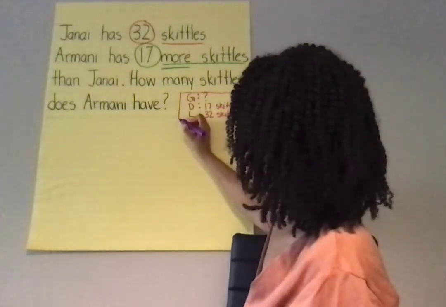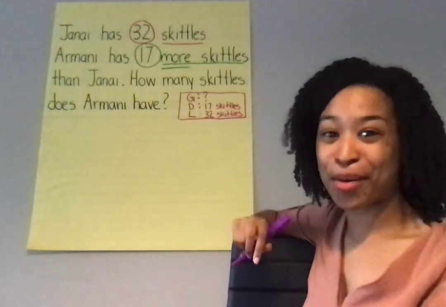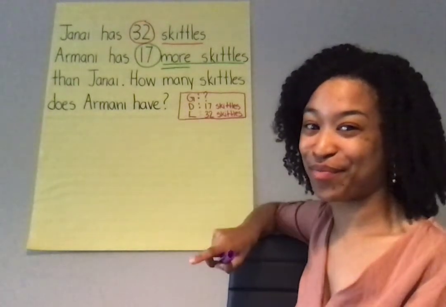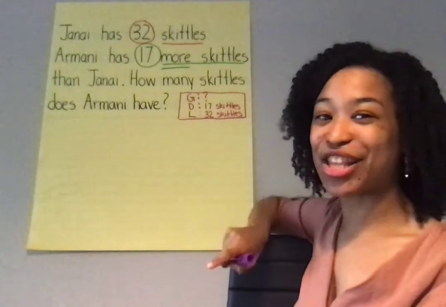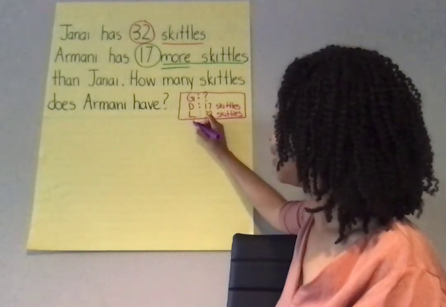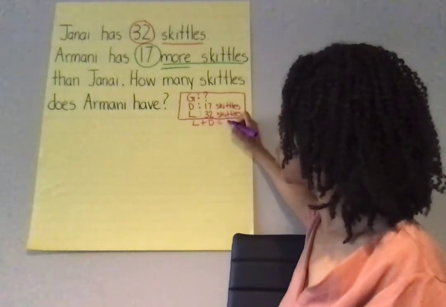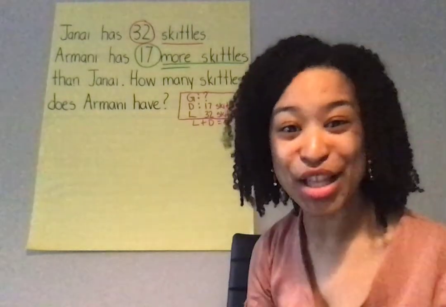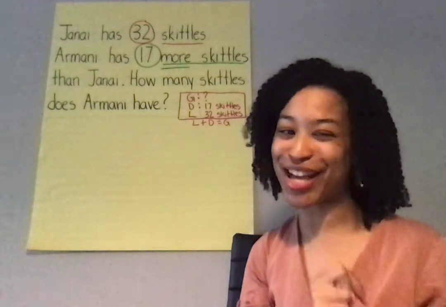This key helps us to figure out how to solve the problem. In order to find the greater amount, we have to start with the lesser amount and count on. We're going to count on the difference to find the greater amount. Here we go. The lesser amount plus the difference is equal to the greater amount. That means we need to add. Yep, we need to count on, like we said earlier.